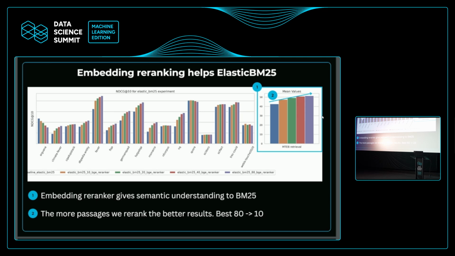A similar story holds when we look at the elastic BM25, which is a very similar approach. Also, the more we retrieve, the better. We let the re-ranker do all the work. The best results are when we retrieve 80 documents and re-rank.